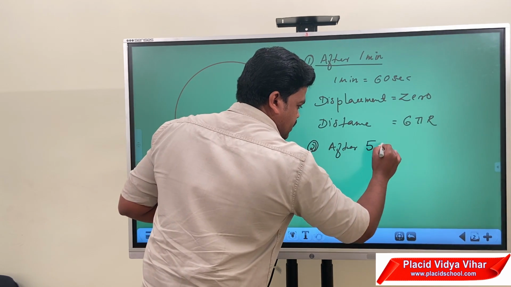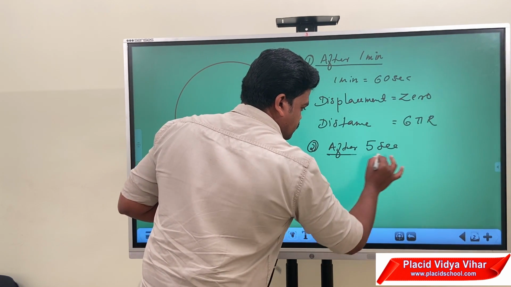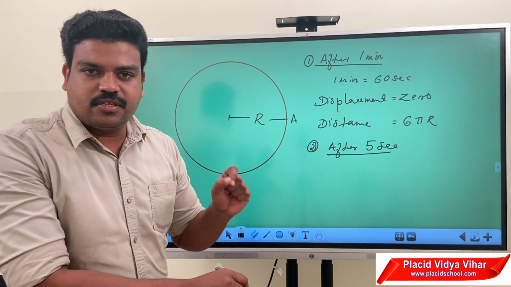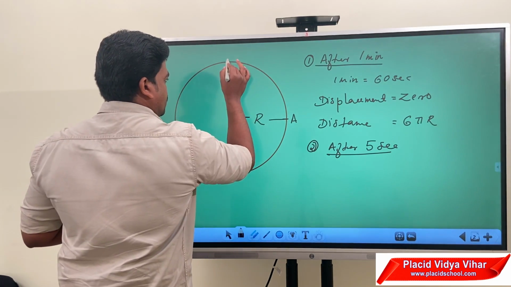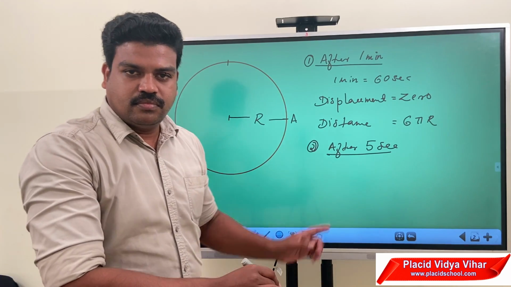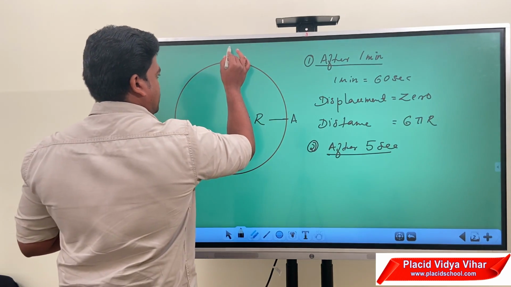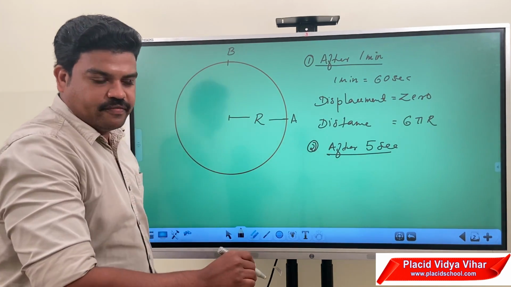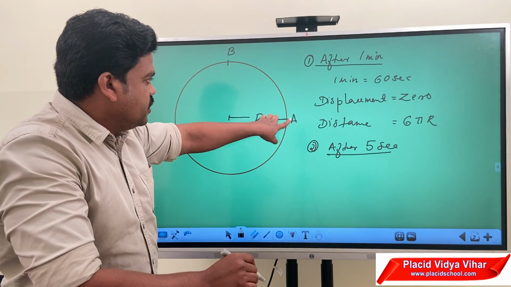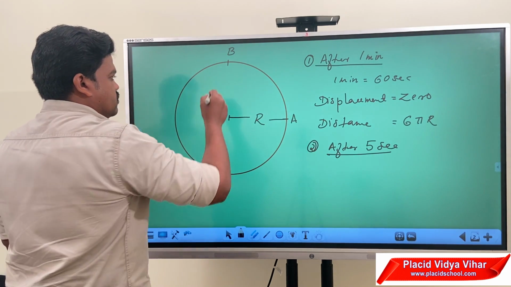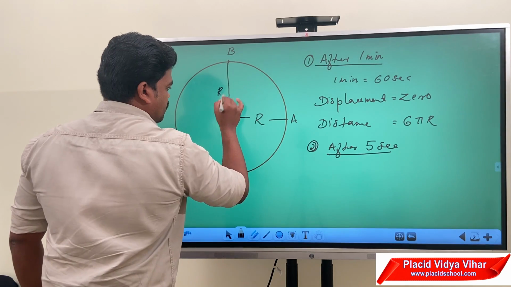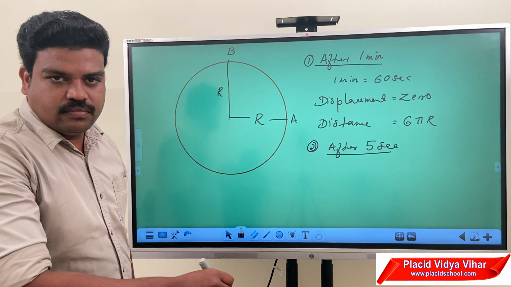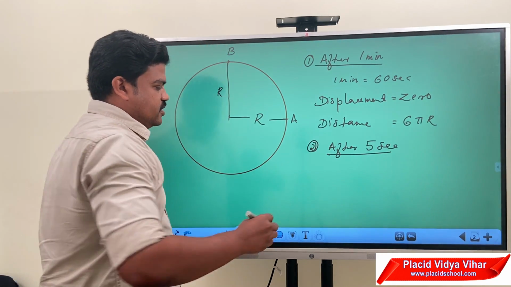after 5 seconds. Since his speed is uniform, after 5 seconds he reaches this point. We can take the point as B. After 5 seconds, he can move from A to B. So this is also equal to r. And what about the displacement?